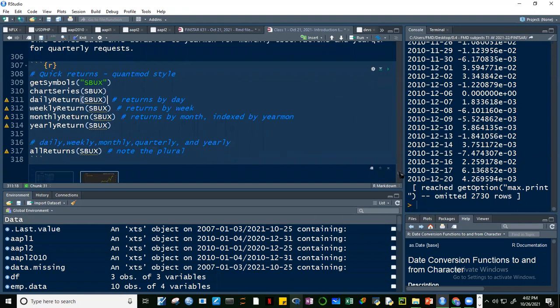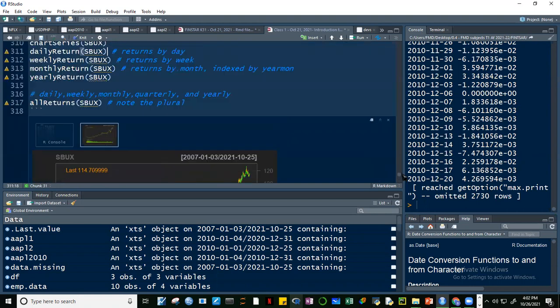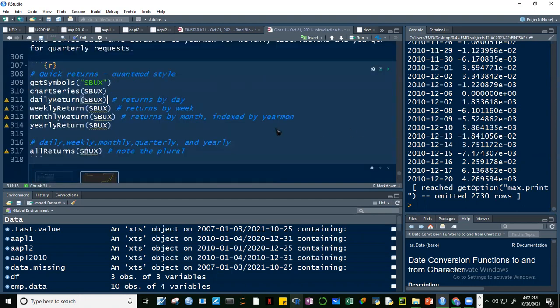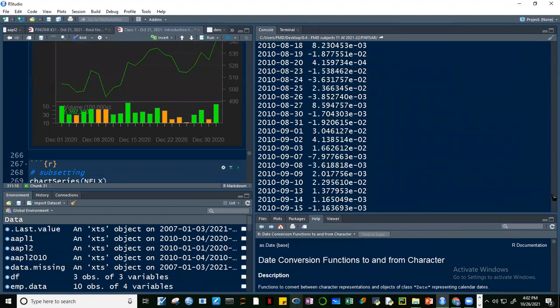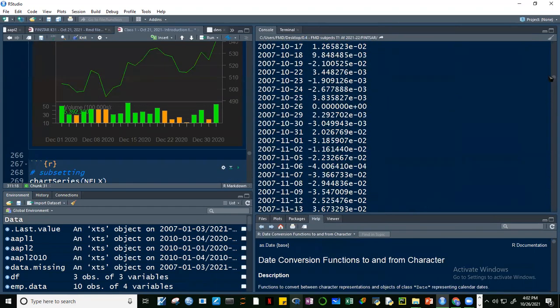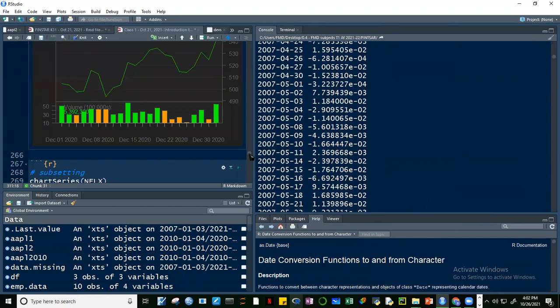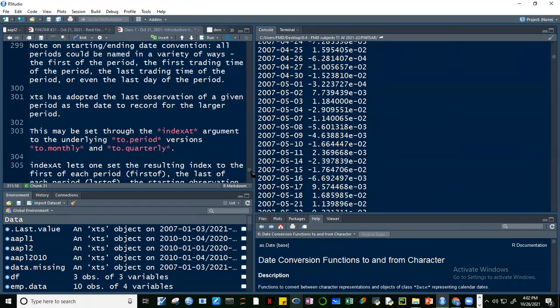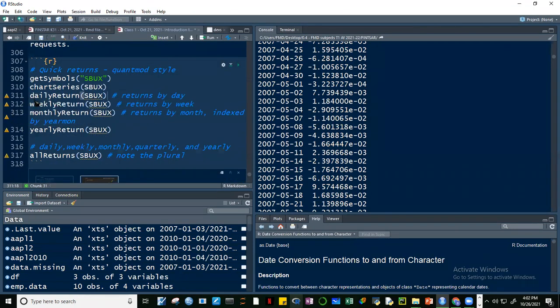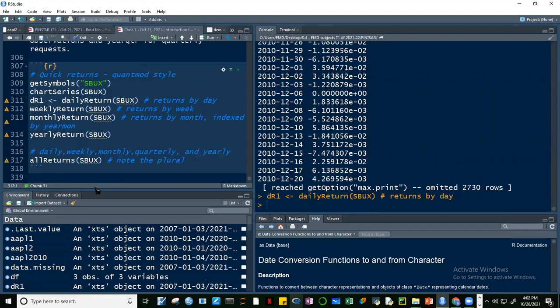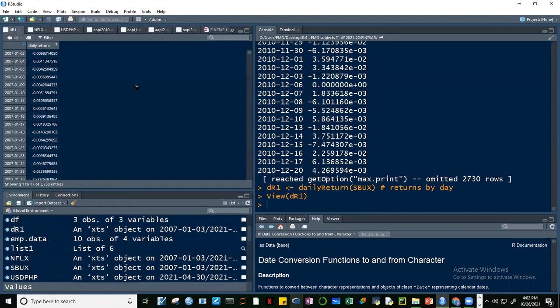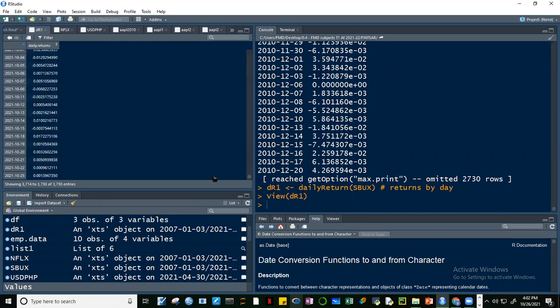So where is that? Daily returns, it should be here. This one, daily returns. You notice, guys, let me quickly create an object. Here, I call it DR1, the daily returns of Starbucks. Let me run this. So we have DR1. It's also an XTS object there, guys. It gives us the returns.